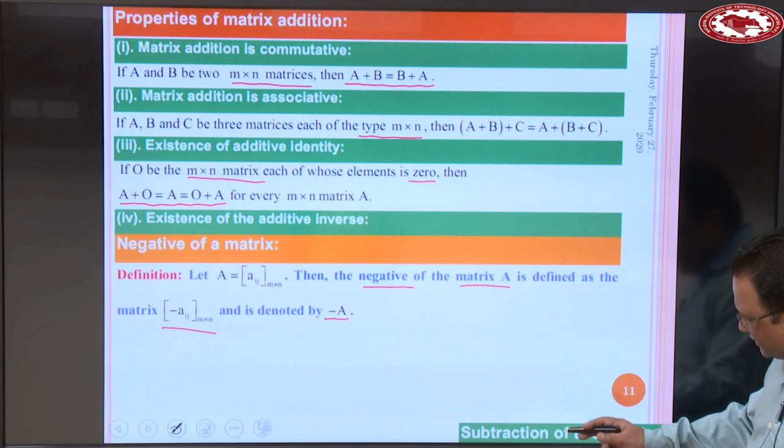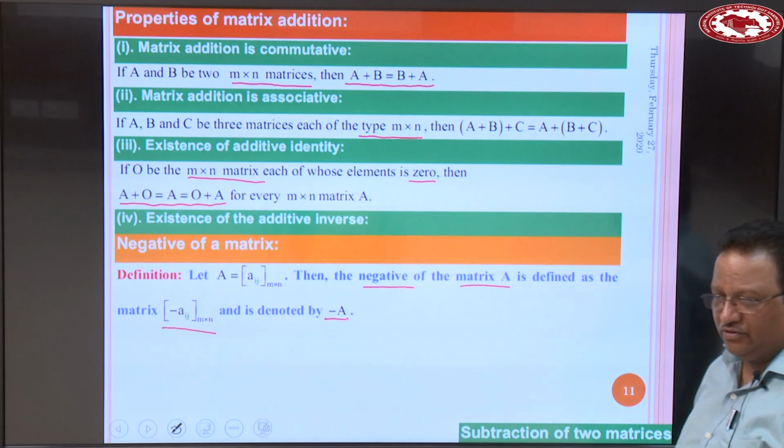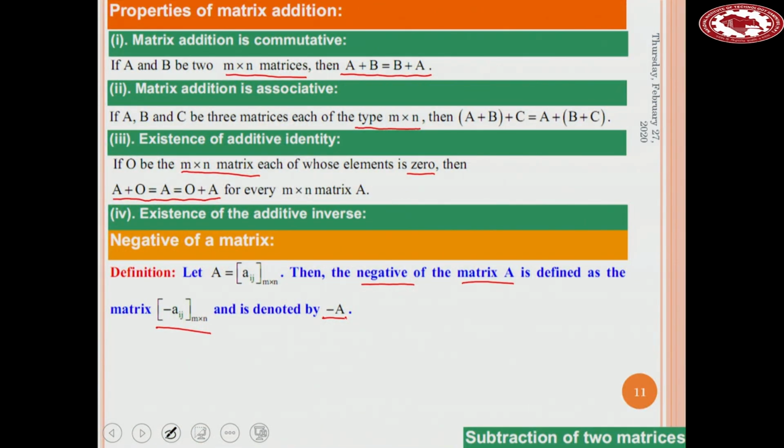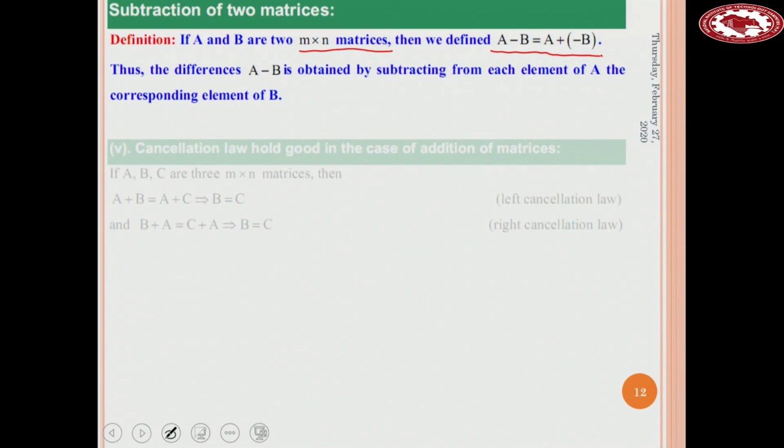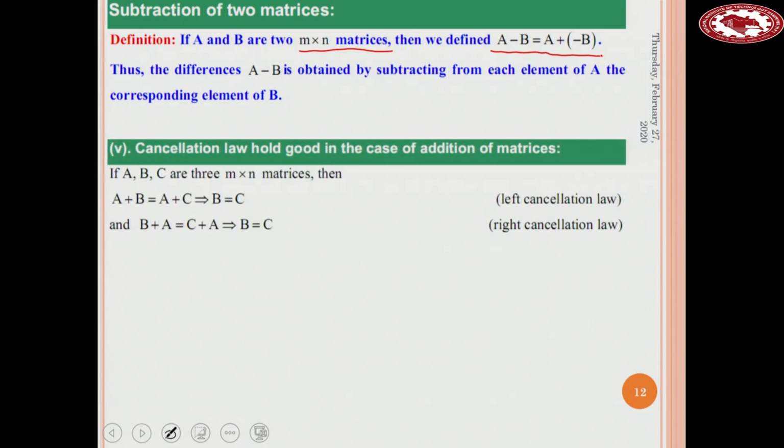Now, next one is subtraction of two matrices. How you can subtract two matrices. Okay. So, if A and B are two m by n matrices, then we define A minus B is equal to A plus minus B. Thus, the difference A minus B is obtained by subtracting from each element of A the corresponding element of B. Okay. That one is the subtraction of two matrices.